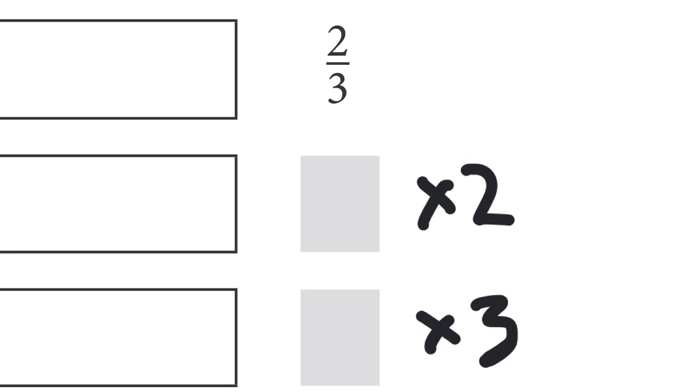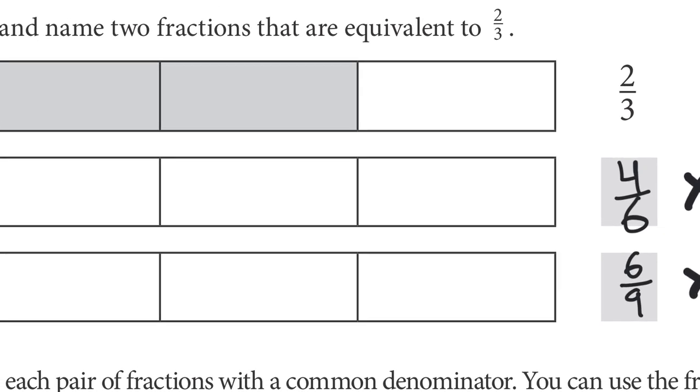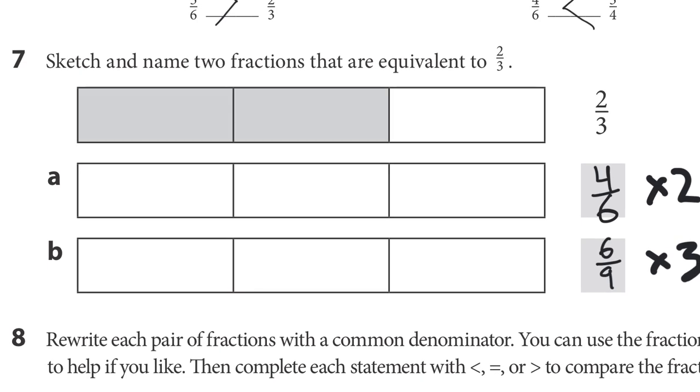If I were to double the 3 and the 2, double 3 you get 6, double 2 you get 4. So this new fraction would be 4/6. However, if I wanted to triple this one down here, triple 3 you get 9, triple 2 you get 6. So this would be 6/9. Now we just have to make the pieces agree on the left.